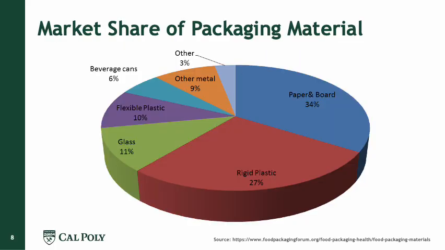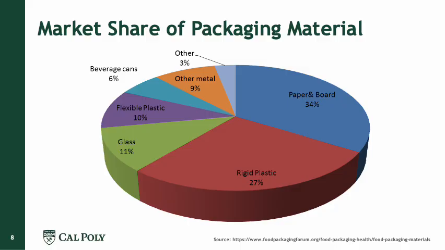So thinking about packaging materials, this is a pie chart of the percentage or the market share of different packaging materials. So we can see that around 27% is rigid plastic and around 10% is flexible plastic. So if we add them, around 37% is plastic, and then we have around 34% paper and board.